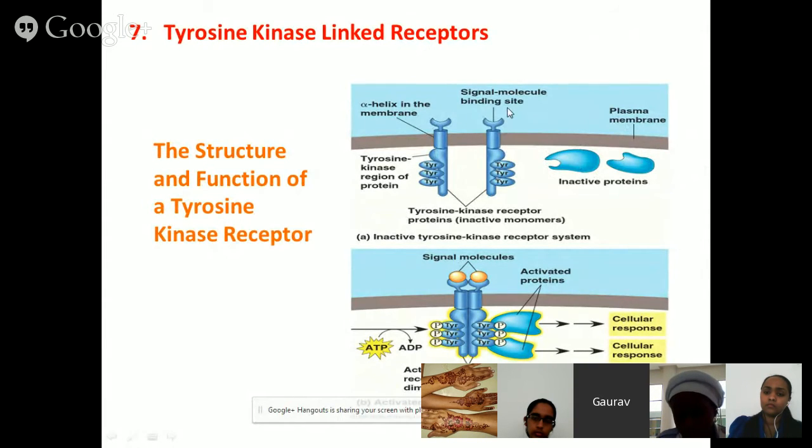So whenever the signal molecules, ligands or chemical messengers bind on these binding sites, these monomers will attach and convert into a dimer. After conversion into a dimer, the tyrosine kinases will activate and phosphorylate this dimer structure. How will they phosphorylate? What is the meaning of phosphorylate?